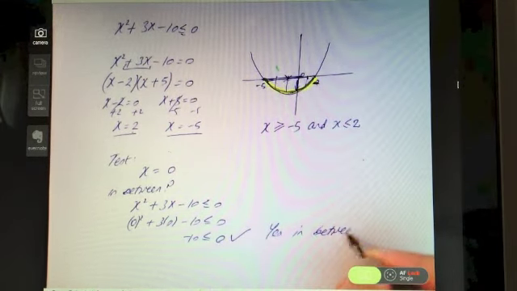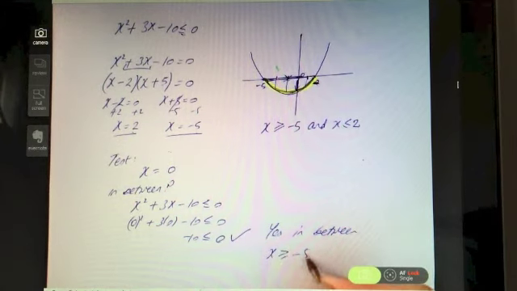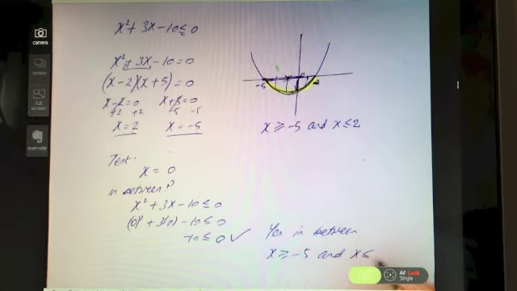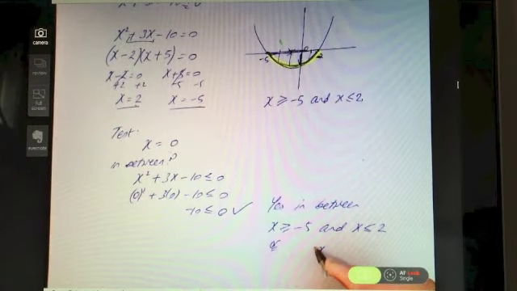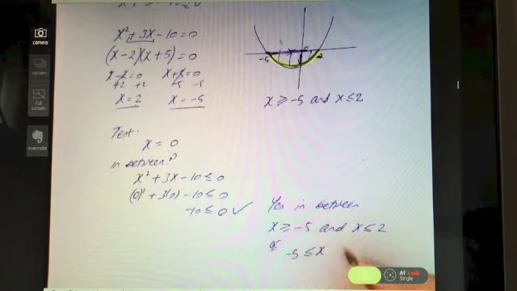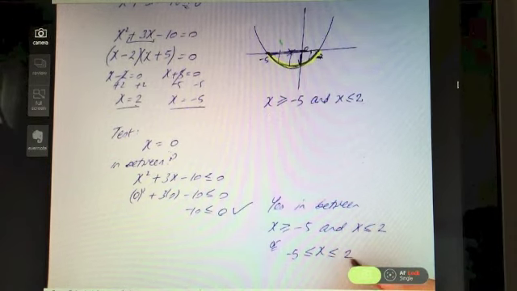So make sure you write it out then. That means that it's greater than minus 5 and less than or equal to 2. Or another way of writing that, of course, is it is greater than or equal to minus 5 or less than or equal to 2.